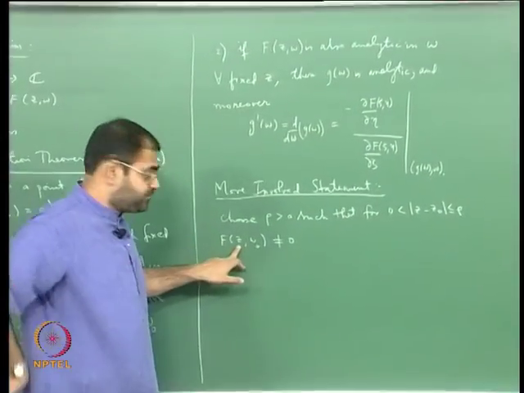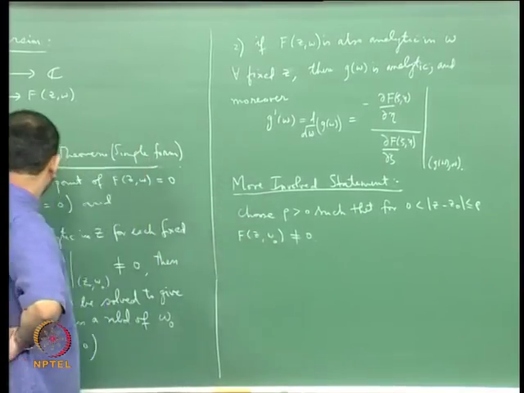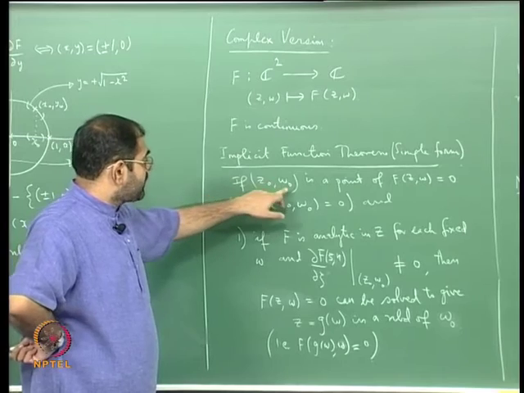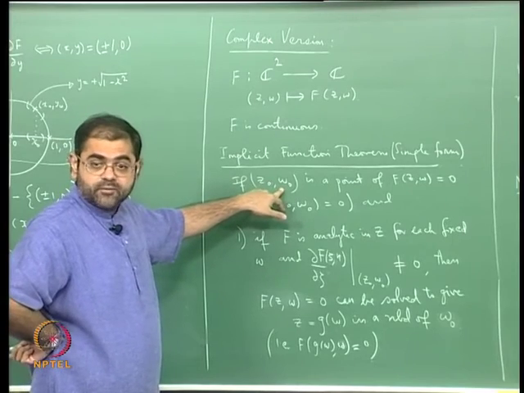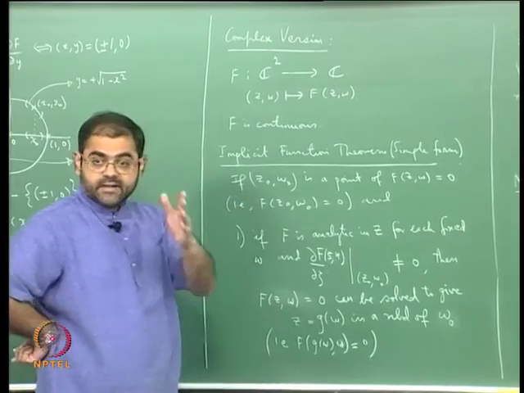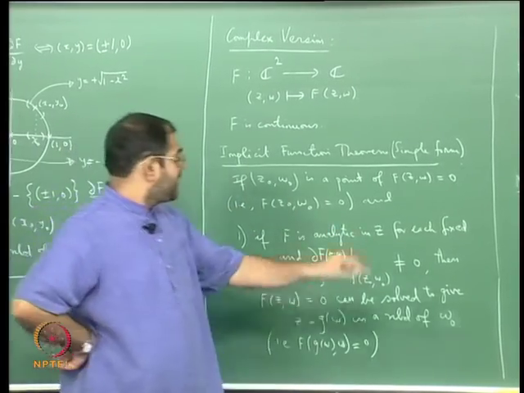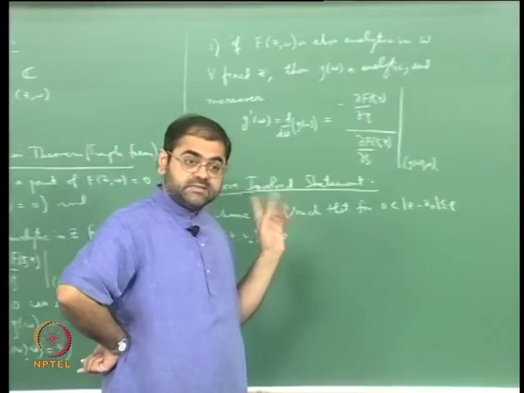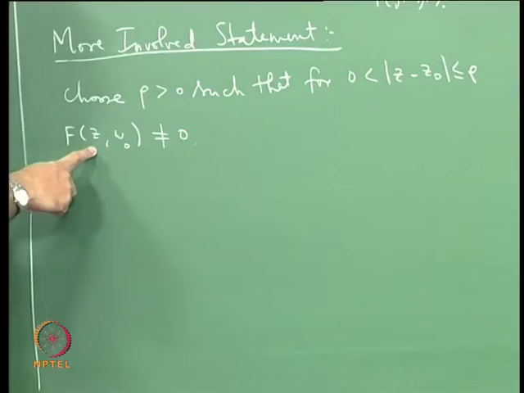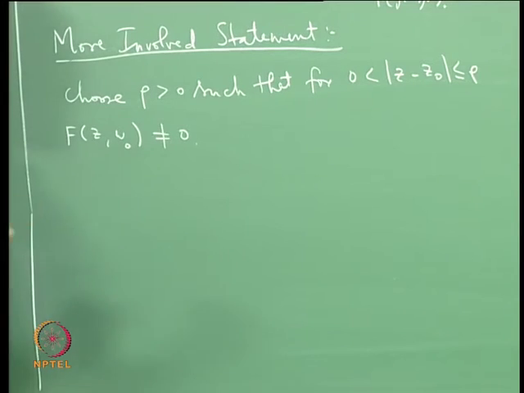Such a rho exists. See, f of z comma w is an analytic function in z for every fixed w. So you put w equal to w naught. So f of z comma w naught is an analytic function of z, and it has a zero at z naught because f of z naught comma w naught is zero. So z naught is a zero of this analytic function of z, and you know the zeros of an analytic function are isolated.